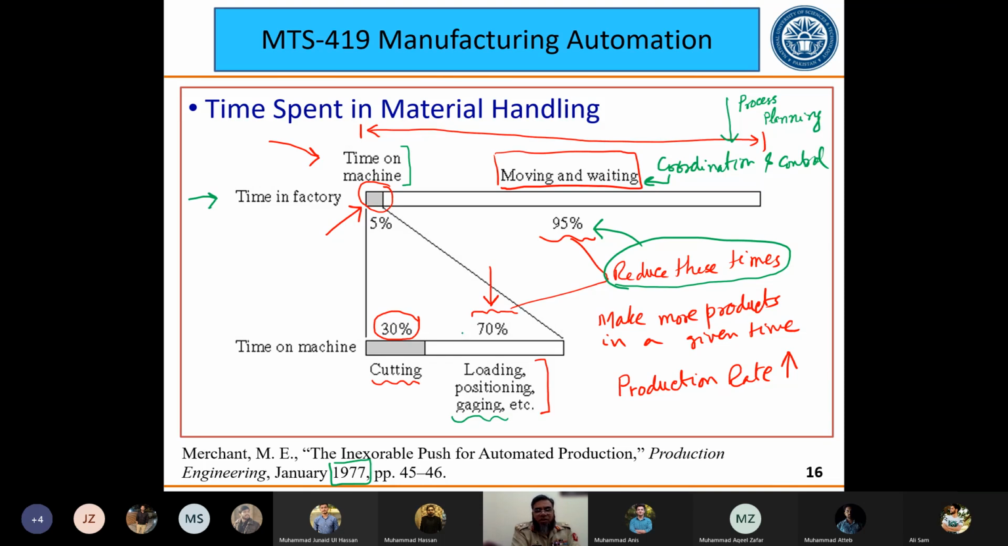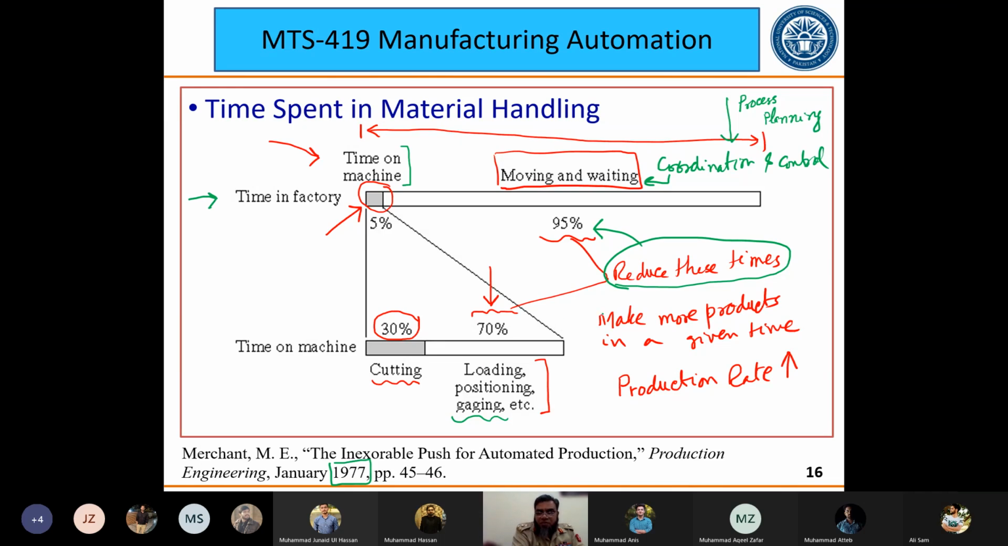So what we need to do is reduce this 70% of the time and the 95% also. It means that a part being converted from a raw material to a finished product spends only 5% of the total time on the machine, and while on the machine, only 30% of the time is spent in carrying out any process. The rest of the time is in loading and positioning. So this is something which needs to be improved.